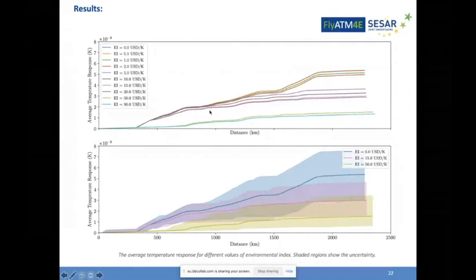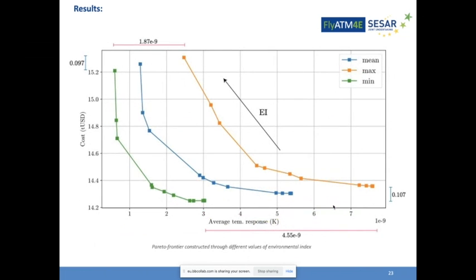First of all, I simulate the results for different values of environmental index without considering the deviation, I mean the standard deviation. We can see that as we increase the environmental index, the obtained mean values of average temperature response decrease. I picked 3 of them and plotted them with the uncertainty. Again, we can see that the method works well. And here is the Pareto frontier.